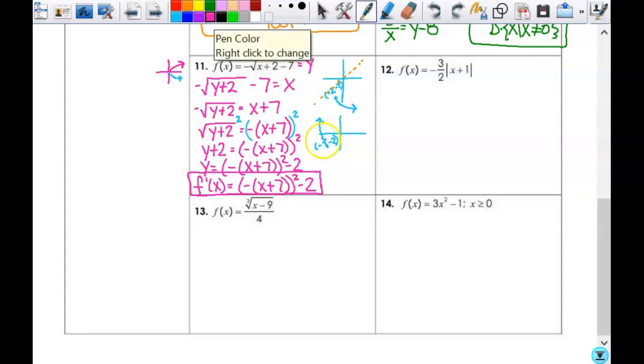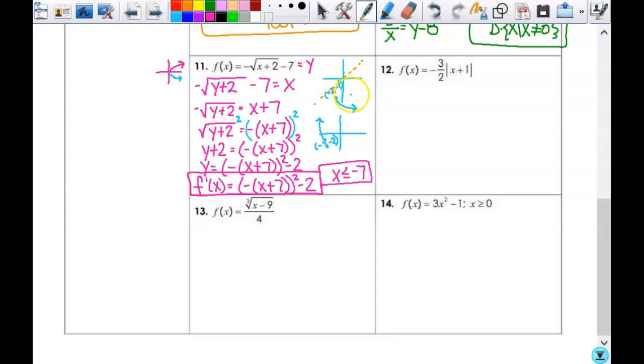Therefore, that means that all of my x's here have to be less than or equal to negative 7. So let's see if I could have known that before drawing all this. Well, remember, we are exchanging x and y. So since x becomes y and y becomes x, the domain becomes the range and the range becomes the domain.